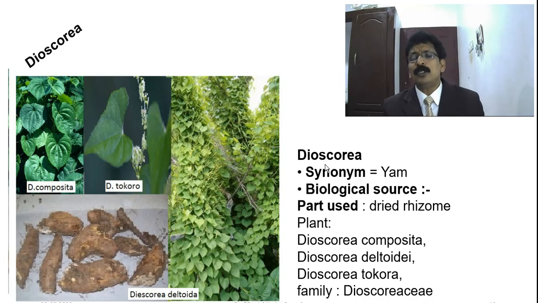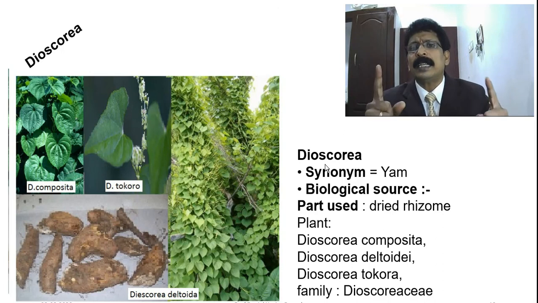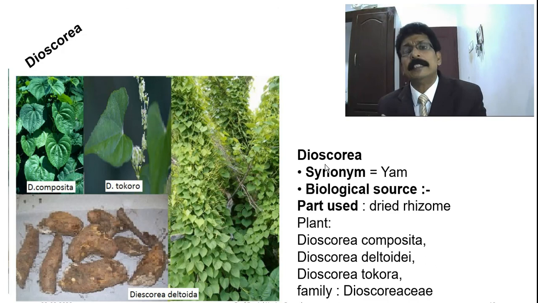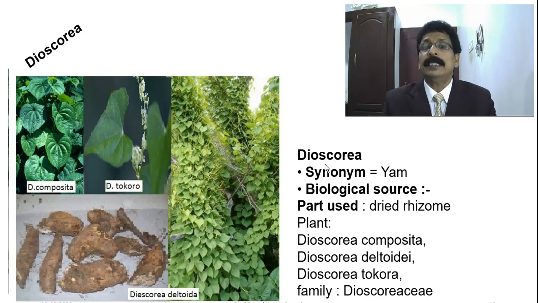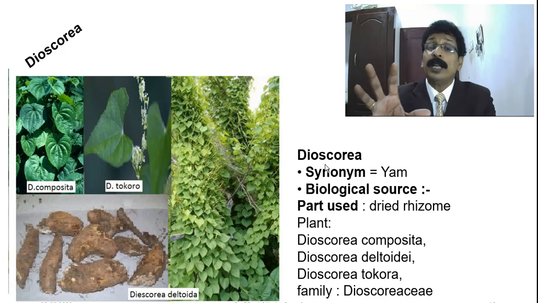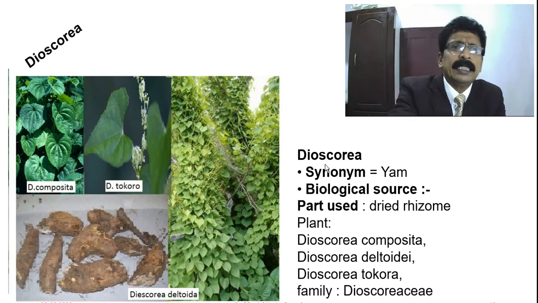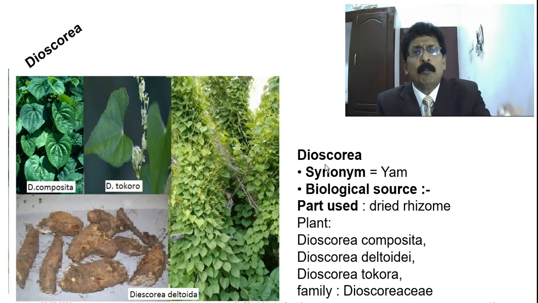Now we are coming to today's class. Only one drug I am going to teach, and digitalis and licorice we will see in the next class. Dioscorea we have taken as an example today. Dioscorea, you have to remember, is a saponin glycoside. You can see the picture. Dioscorea composita and Dioscorea tocoro are there.